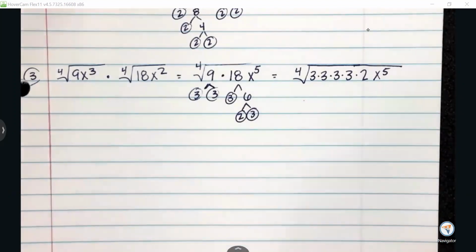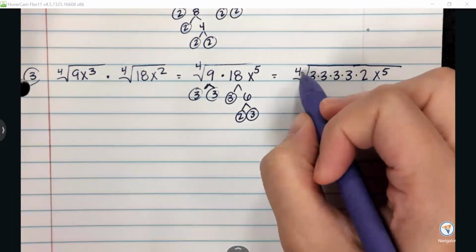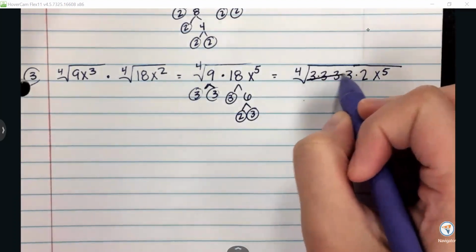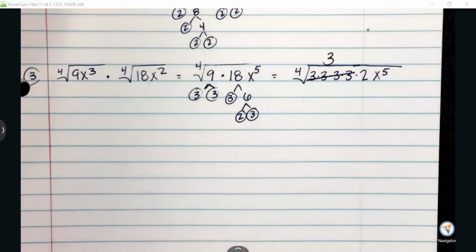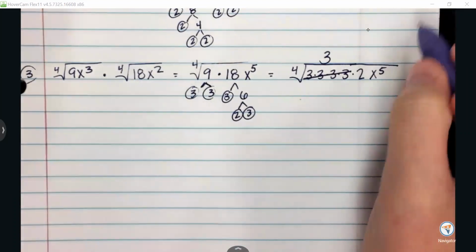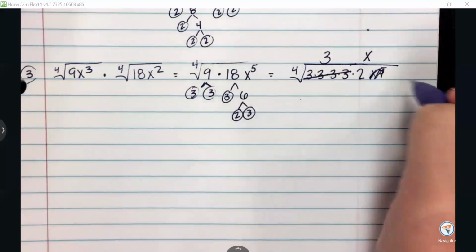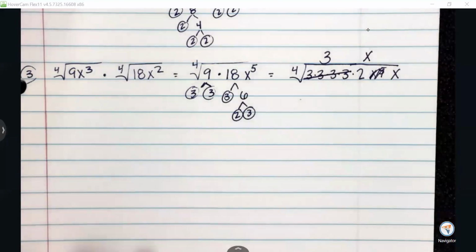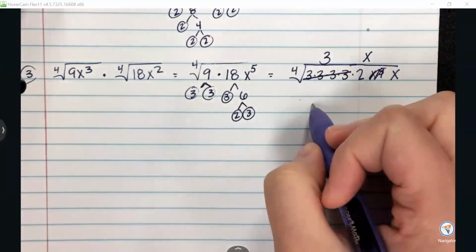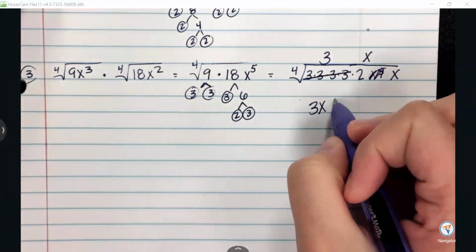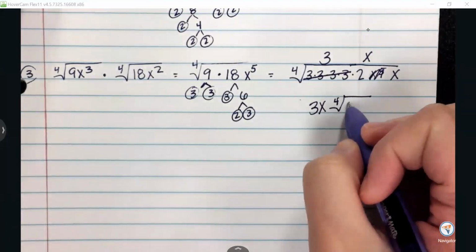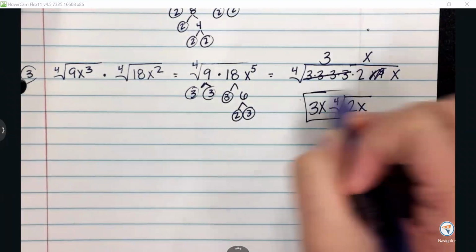And what am I looking for? Groups of 4. So I have to take all 4 of the 3's out. How many x's can I take out? I can take one group of x out, and how many x's will be left? 1x. So what will my final answer say? 3x, fourth root of 2x.